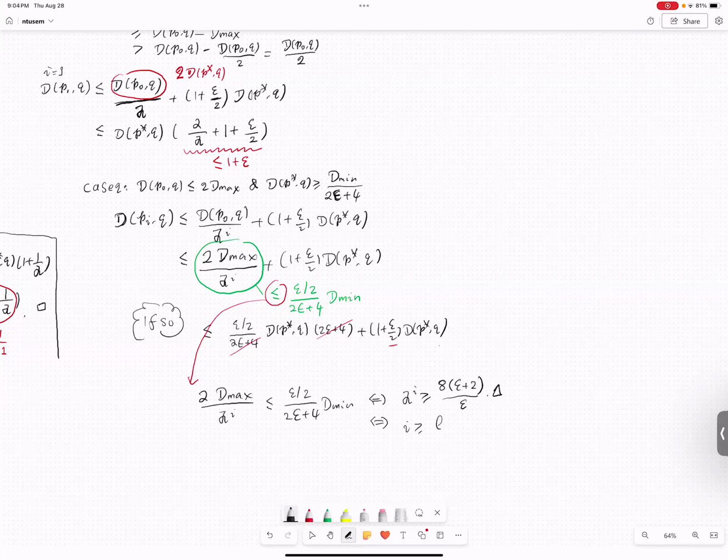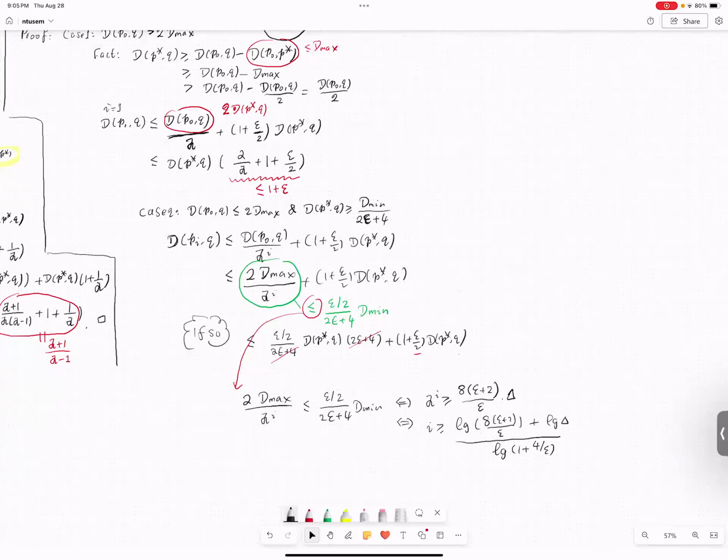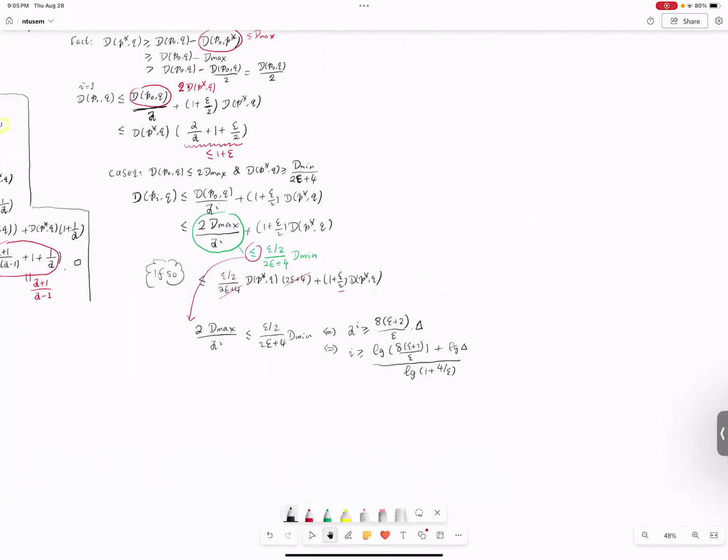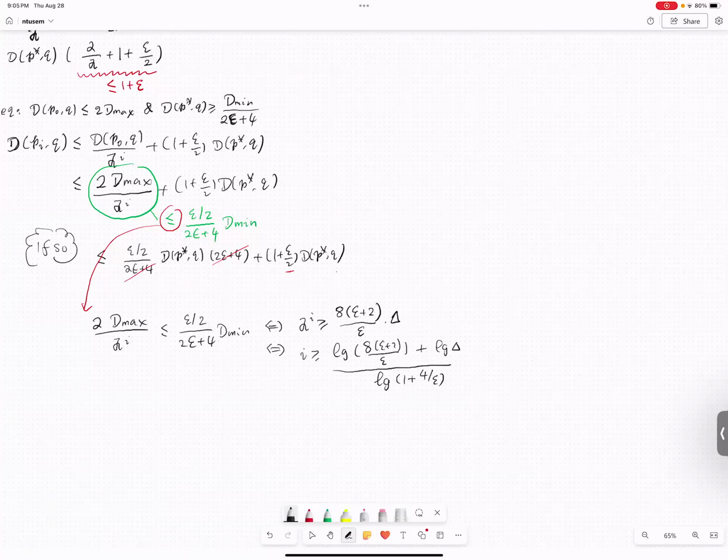So log, I will write it like this to be useful later, as you will see. This is plus log delta, and then here I will write log alpha. Alpha is just 1 plus 4 over epsilon, right? So this is what we have here. In order to analyze this, I'm going to make an assumption that epsilon is no more than 4. If this is the case, then 1 plus 4 over epsilon is at least 2.